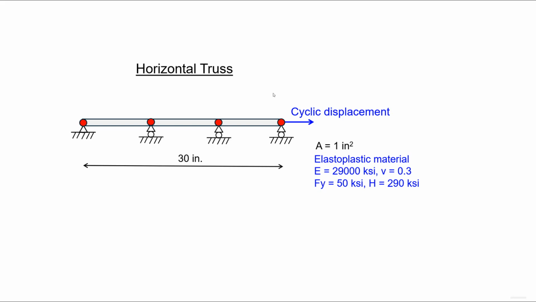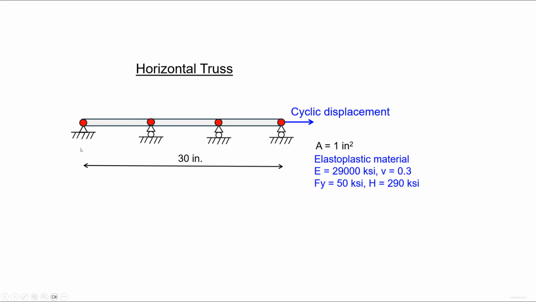So in this second tutorial, we'll keep working with relatively simple models. So we have this horizontal truss structure. Okay, so we have a total length of 30 inches for the truss. It is discretized into a total of 3 equally sized truss elements. And then the rightmost node is subjected to a cyclic horizontal displacement history.